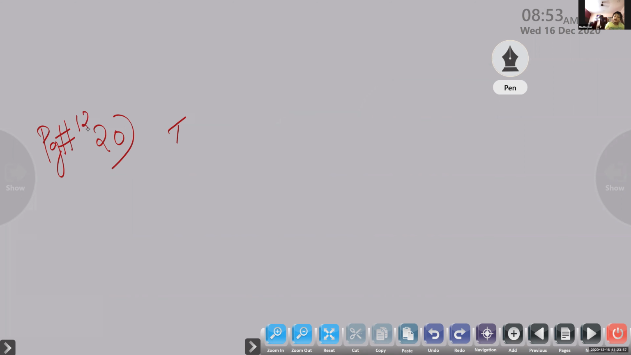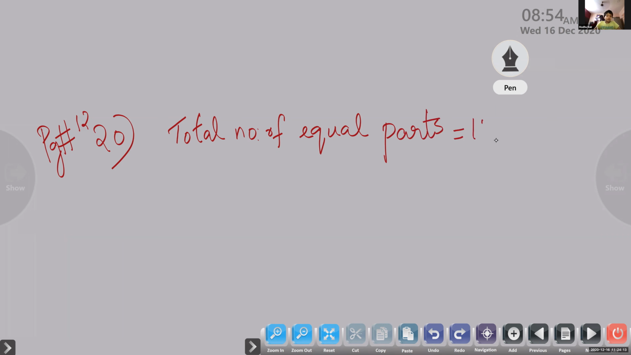Total number of equal parts: 12. Okay, so how can we write the next step? Now we can write the number of parts in green color, the fraction for green color, and the fraction for orange color. So we start with the fraction for green color.